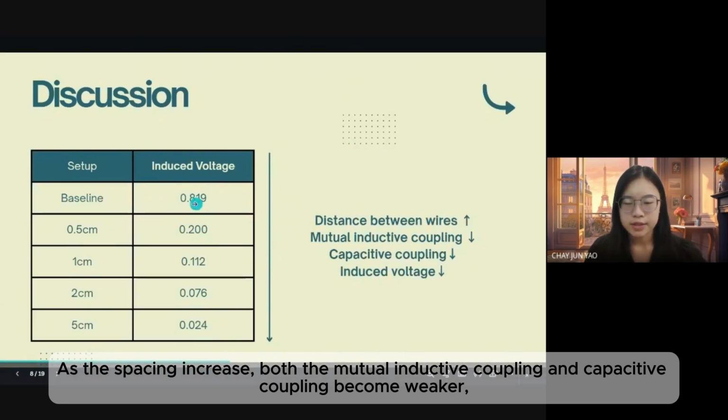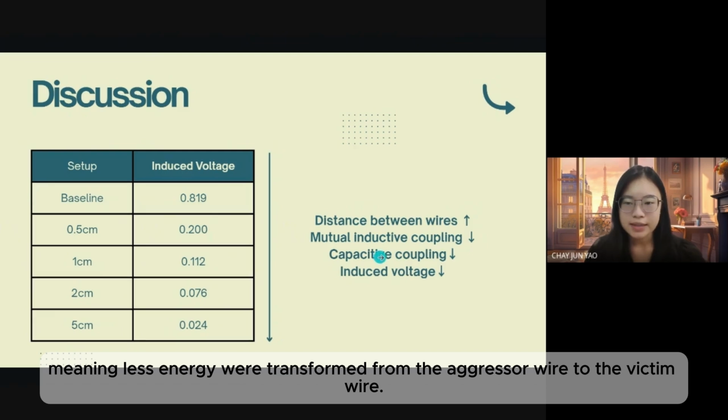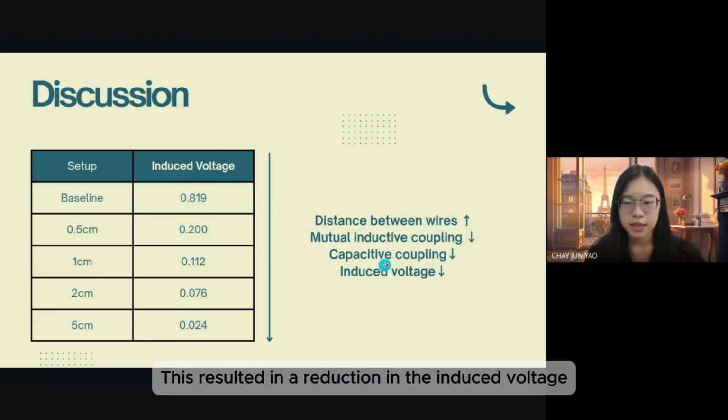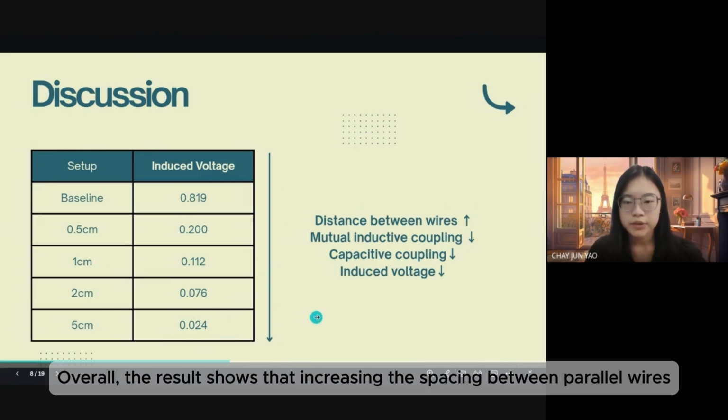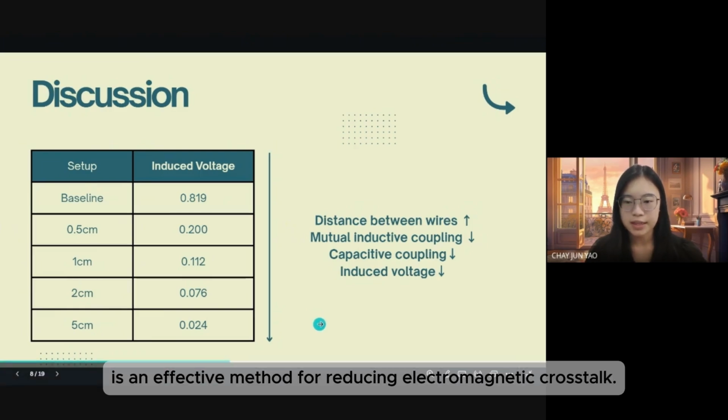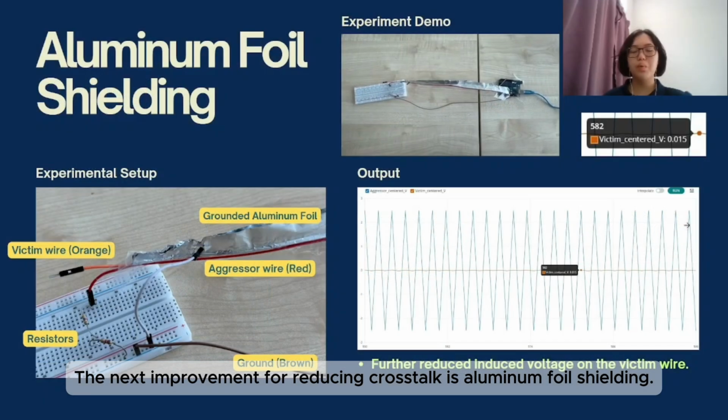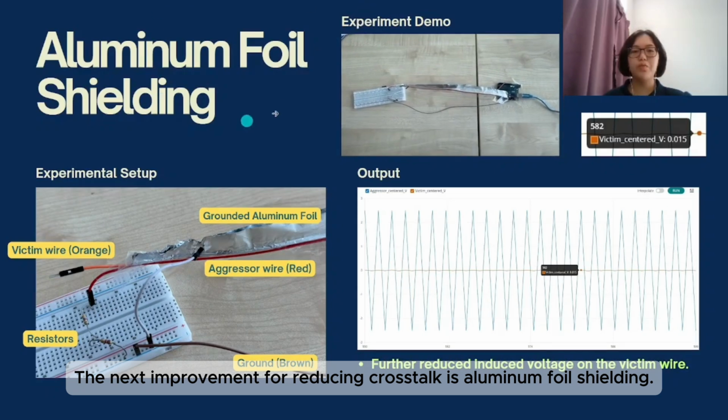As the spacing increased, both the mutual inductive coupling and capacitive coupling became weaker, meaning less energy was transferred from the aggressor wire to the victim wire. This resulted in a reduction in the induced voltage, decreasing from 0.819 volts in the baseline setup to 0.024 volts at the 5 cm setup. Overall, the result shows that increasing the spacing between parallel wires is an effective method for reducing electromagnetic crosstalk. The next improvement for reducing crosstalk is aluminum foil shielding.